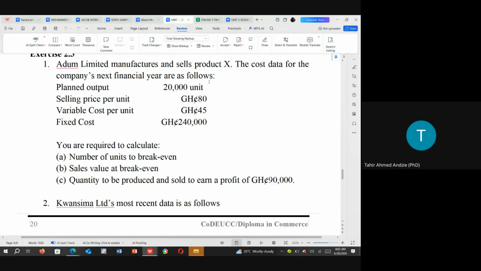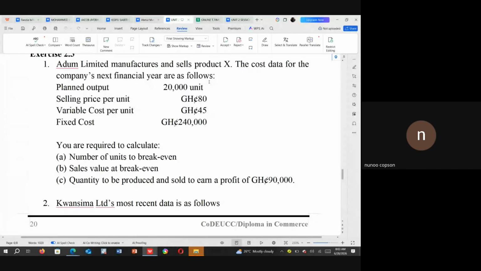So then we come to the B. B says that we should determine the quantity to be produced and sold to earn a profit of 90,000. Now target profit in units is equal to fixed cost plus the target profit all over contribution per unit. And so our fixed cost is 240,000, our target profit is 90,000, all divided by our contribution per unit, which is 35.